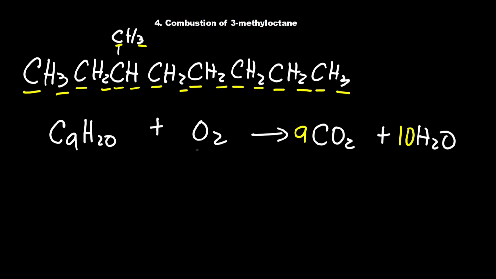For the oxygen, we only have 2 in here. For the right side, we have 9 multiplied by 2, which is 18. 10 multiplied by 1 would be 10. 18 plus 10 would be 28. And since what we have here is 2 oxygen, 28 divided by 2 would be 14. And now this would be your combustion of 3 methyl octane.